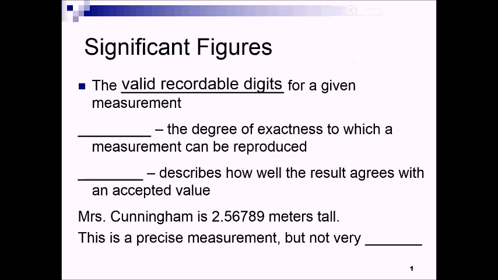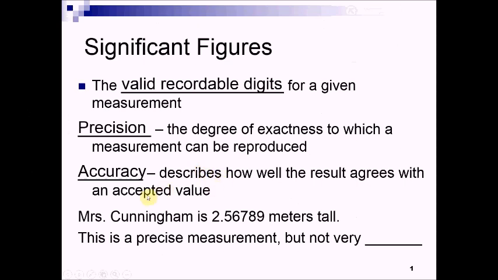Alright, so what are significant figures? They are the valid recordable digits for a given measurement. Two more terms we need to know are precision and accuracy. Precision is the degree of exactness to which a measurement can be reproduced, and accuracy describes how well the result agrees with an accepted value.